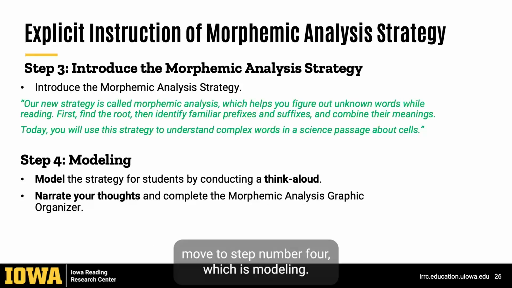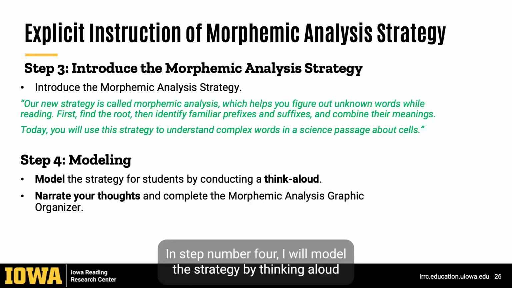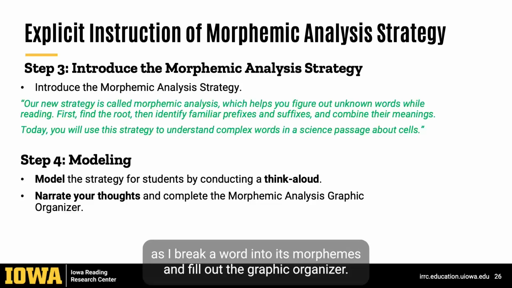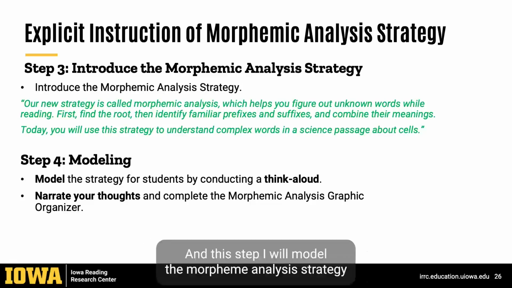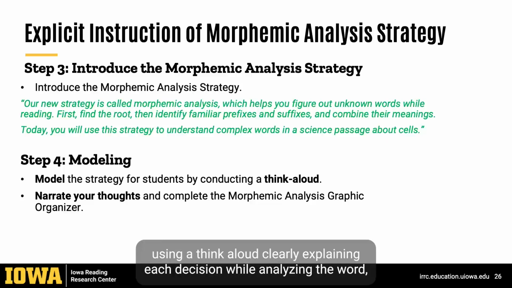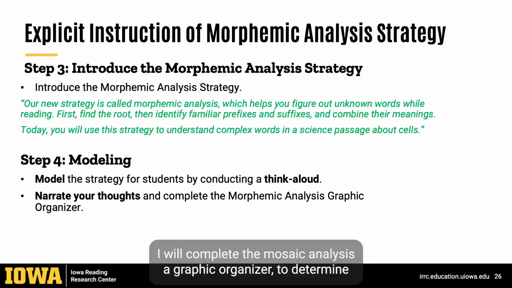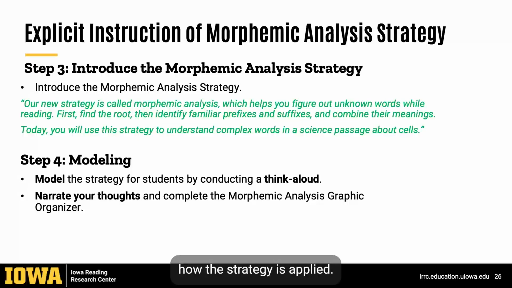Then we'll move to step number 4, which is modeling. In step number 4, I will model the strategy by thinking aloud as I break a word into its morphemes and fill out the graphic organizer. In this step, I will model the morphemic analysis strategy using a think aloud, clearly explaining each decision while analyzing the word. I will complete the morphemic analysis graphic organizer to show how the strategy is applied.